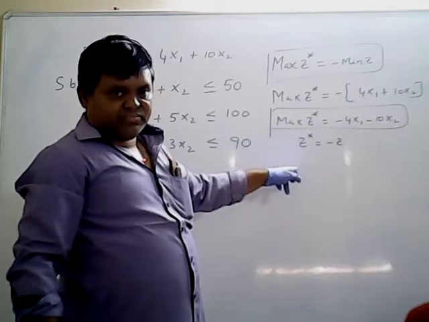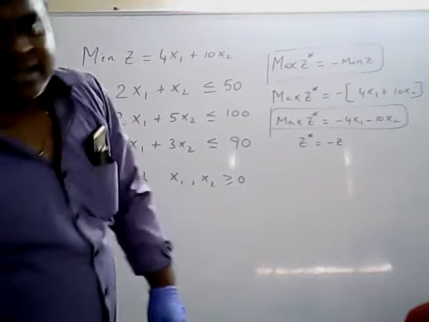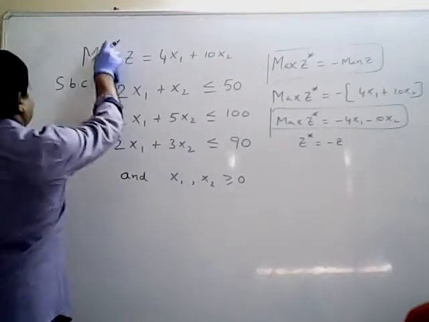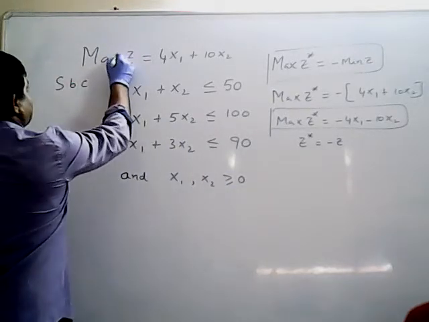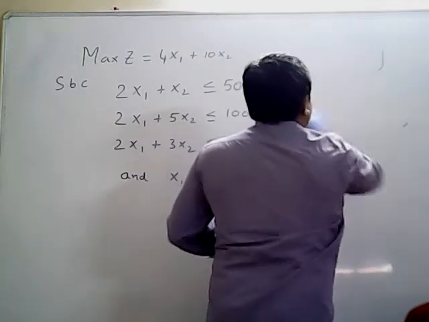So like this. When you have to use this one, if it is minimization. But in this particular LPP, what is given? Maximization is given. Minimization is not given. So maximization is given. That means you can ignore step number one.